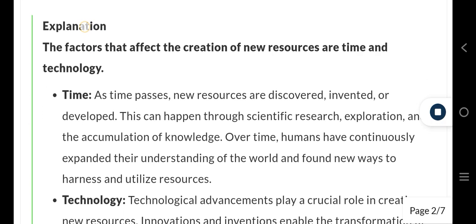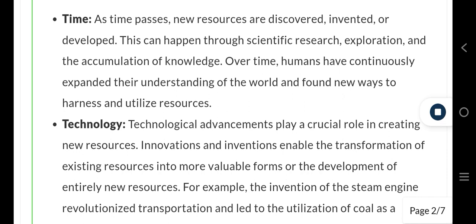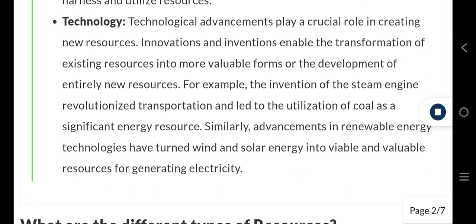Explanation. The factors that affect the creation of new resources are time and technology. Time. As time passes, new resources are discovered, invented, or developed. This can happen through scientific research, exploration, and the accumulation of knowledge. Over time, humans have continuously expanded their understanding of the world and found new ways to harness and utilize resources. Technology. Technological advancements play a crucial role in creating new resources. Innovations and inventions enable the transformation of existing resources into more valuable forms or the development of entirely new resources.